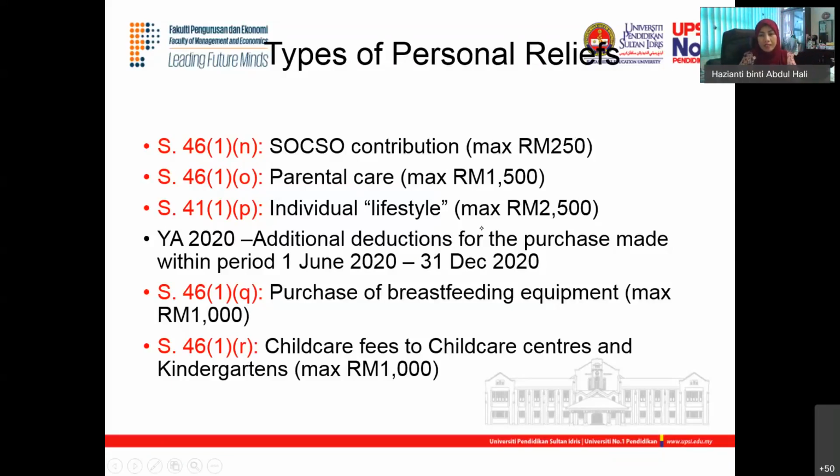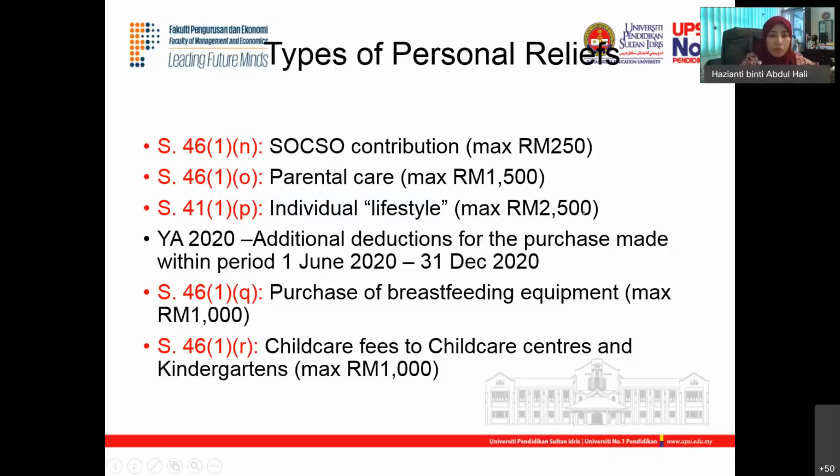Okay, individual lifestyle ni maksimum 2,500. Dulu lain nama dia, eh. Dia ada buku apa semua tu lain. Now lifestyle ni dia combine je. For the lifestyle ni termasuklah purchase of books apa semua. Lifestyle ni purchase of books, beli komputer, eh, beli smartphone.